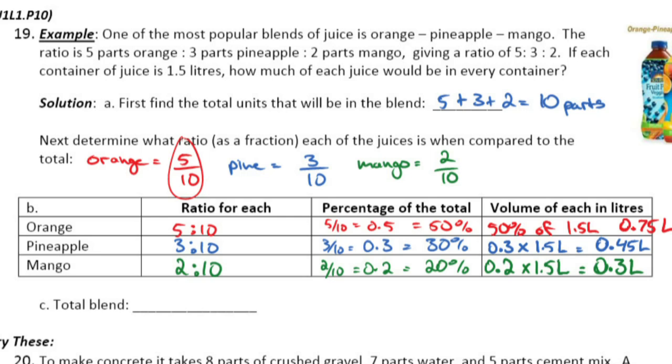And this part C is the total blend. So I think this is just having us check our answer. I have 0.75 liters plus 0.45 liters plus 0.3 liters. Altogether gives me 1.5 liters. So it's all there and accounted for.